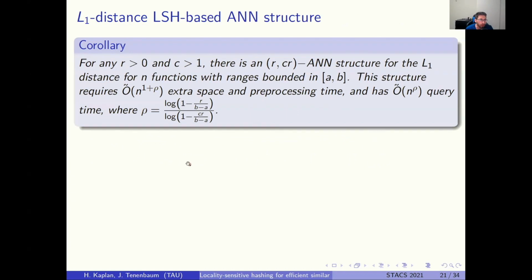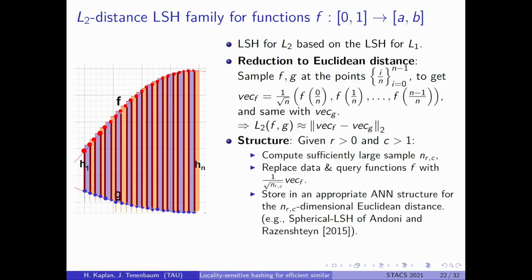The immediate corollary using Indyk, Motwani, and Har-Peled's result gives that for any R and any C, there exists an R, C, R approximate near neighbor structure for the L1 distance for n functions with ranges bounded in [A, B]. This structure requires sub-quadratic extra space and pre-processing time and has sublinear query time with the following rho, which is smaller than 1. We now give a structure for the aligned L2 distance.